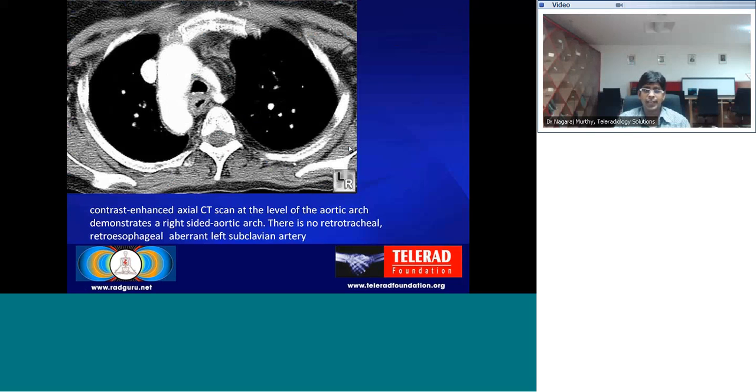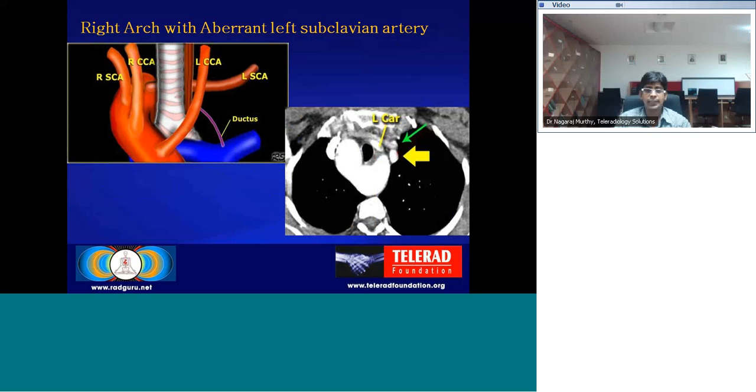This is another case of right aortic arch with left subclavian artery going anterior to the trachea and esophagus. There is no vascular ring here. This is another image showing the right arch with aberrant left subclavian artery. The aortic arch is on the right side. The left subclavian artery aberrant going posterior to the trachea. This is the right aortic arch with aberrant left subclavian artery going posterior to trachea and esophagus.